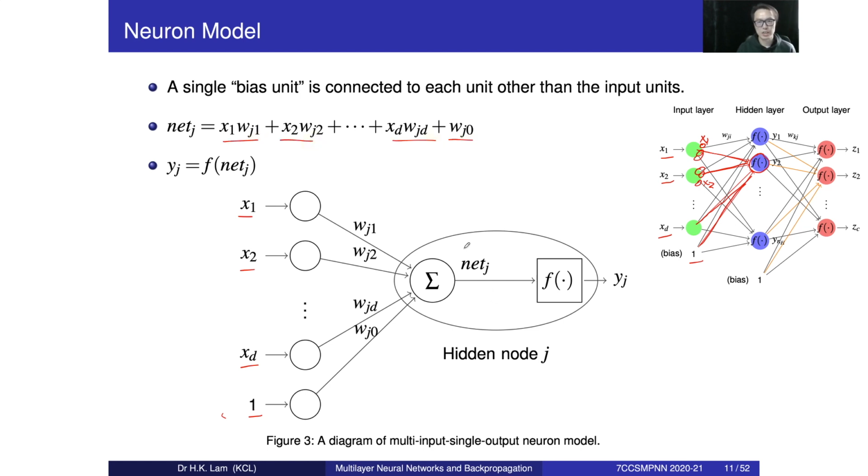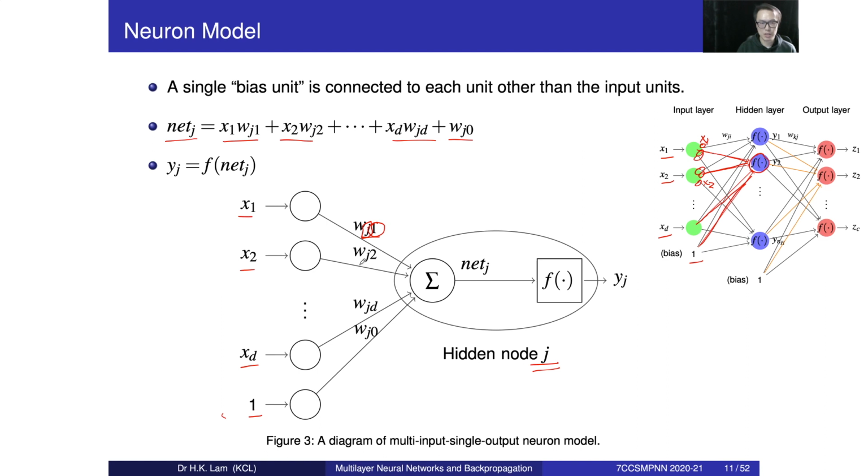Okay, so net j is the sum of the multiplication of x and w. So we obtain net j. Now we are going to talk a little bit about the subscripts. The first subscript j means that this is the hidden node j. The next subscript 1 means that this link, this w, corresponds to the first input x1. So we follow this pattern.